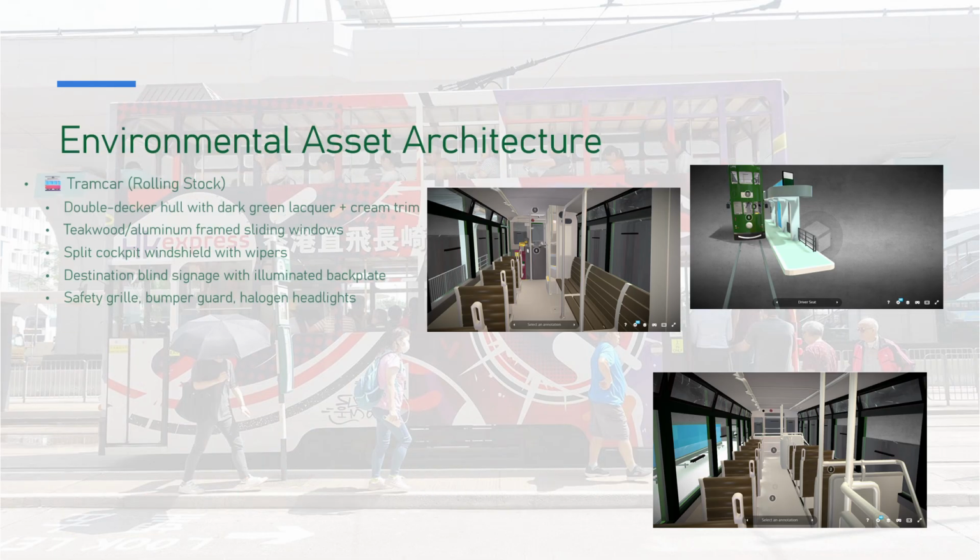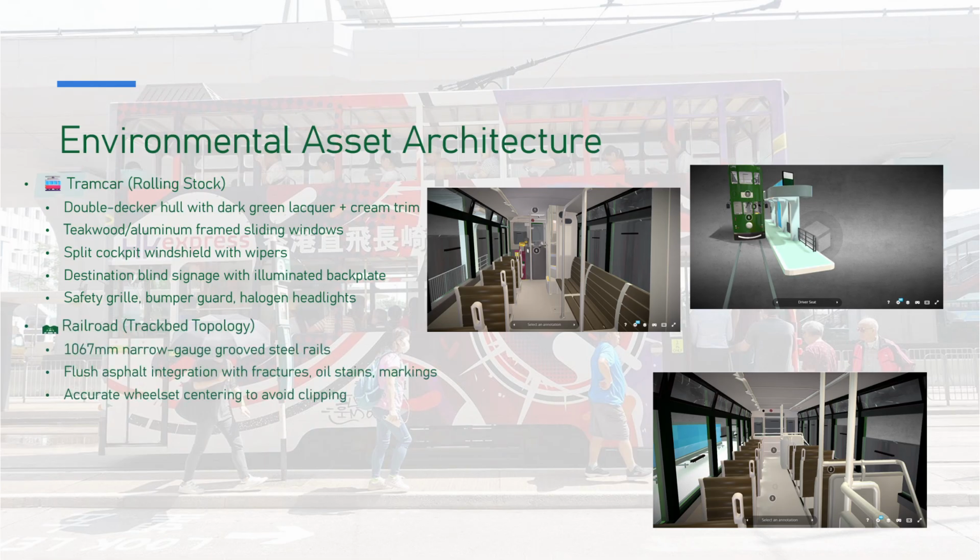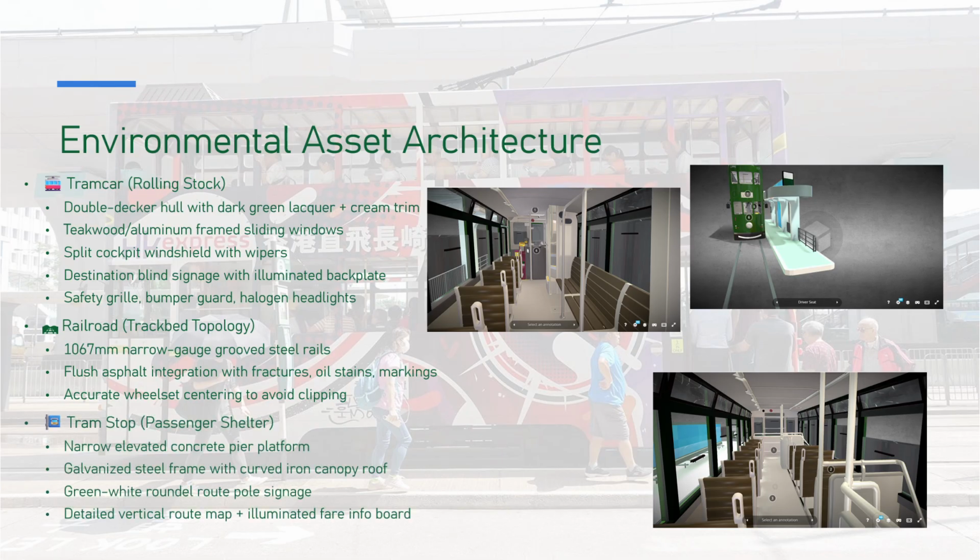The tram itself features a classic dark green with cream livery, teak wood windows, destination board blinds, safety grills, and halogen headlights. The tracks are accurate 1027 mm narrow gauge groove rails integrated with realistic asphalt features and markings. I also modeled a typical Hong Kong tram stop with its curved canopy and roof signage.